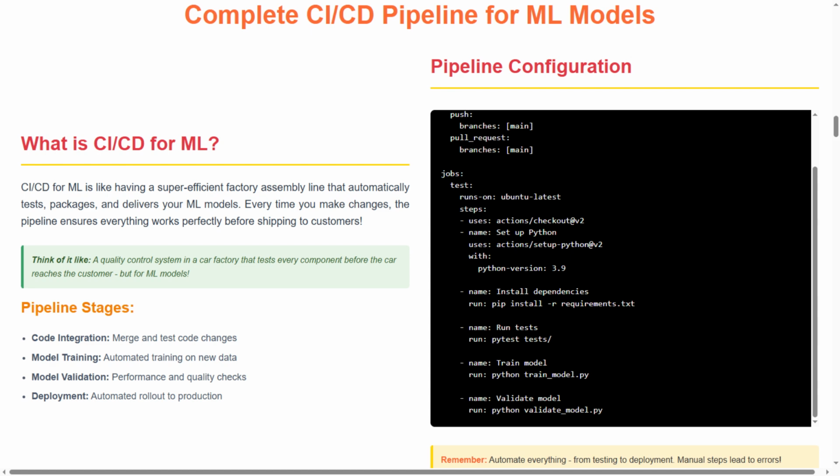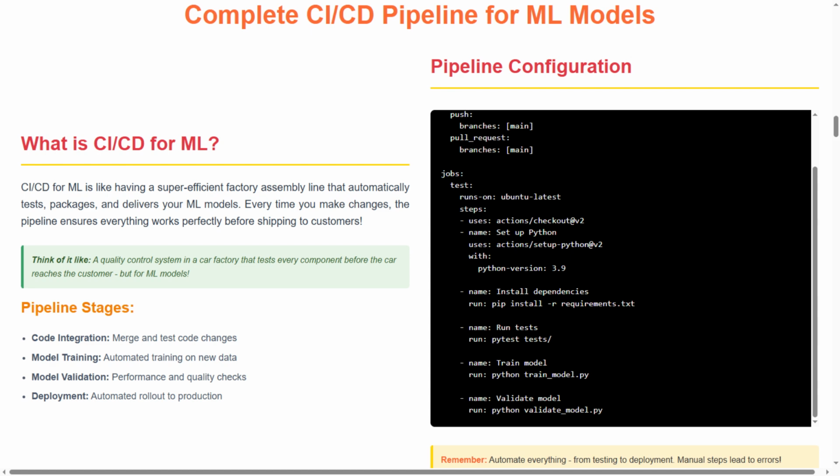Welcome back. Now we're building a complete CI/CD pipeline for ML models. What is CI/CD for ML? CI/CD for ML is like having a super efficient factory assembly line that automatically tests, packages, and delivers your ML models. Every time you make changes, the pipeline ensures everything works perfectly before shipping to customers.